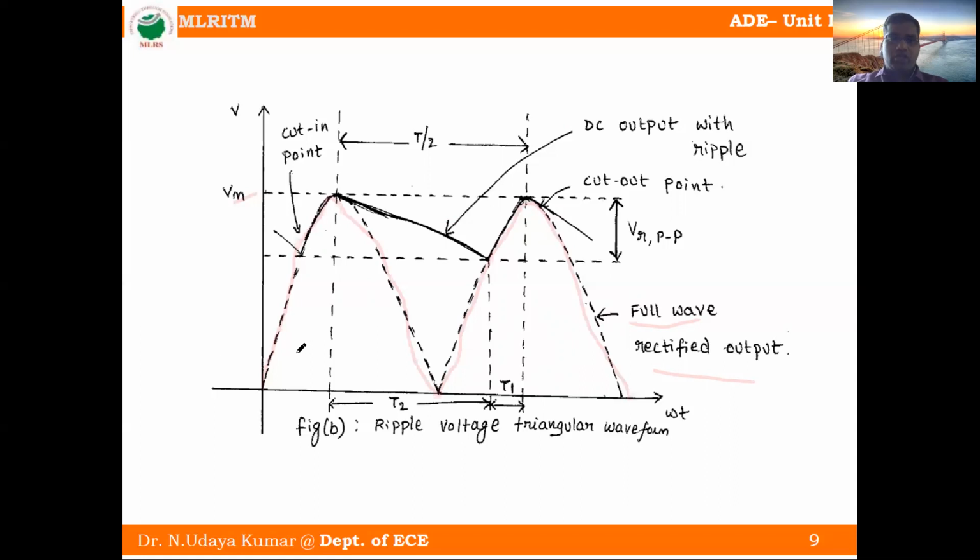So during the positive half cycle, the capacitor charges up to the peak value of the transformer secondary voltage, VM, and tries to maintain this value as the full wave input drops to 0. It maintains the peak value, slightly discharging here. So the capacitor will discharge through RL.